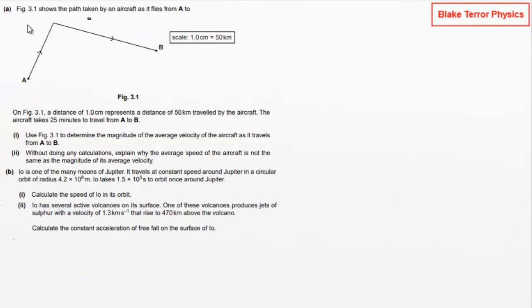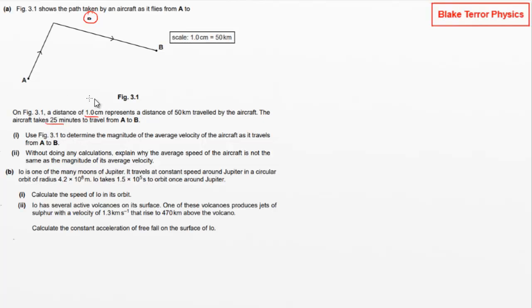Right, next one, we've got the path taken by an aircraft as it flies from A to nowhere. Oh, this must be B that has just disappeared off of here. Okay, path from A to B, so it's taken this sort of jinking route. Distance of 1 centimetre represents 50 kilometres. Aircraft takes 25 minutes to travel from A to B. Use this to determine the magnitude of the average velocity.